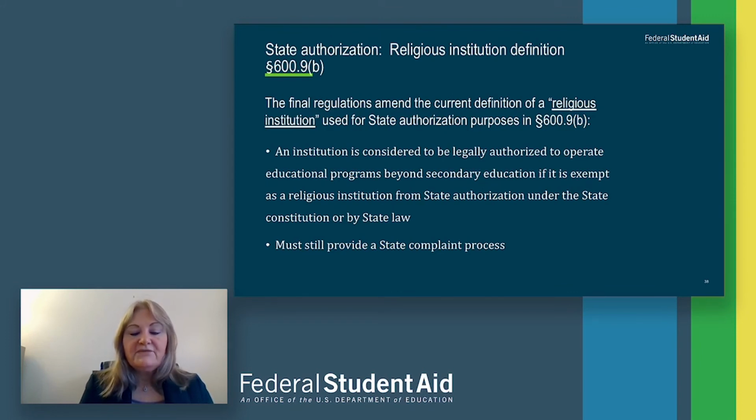One non-distance specific related provision concerns the definition of a religious institution. The final regulations amend the current definition of a religious institution used for state authorization purposes in 600.9(b) to be an institution legally authorized to operate educational programs beyond secondary education if it is exempt as a religious institution from state authorization under the state constitution or by state law. However, it must still provide a state complaint process.